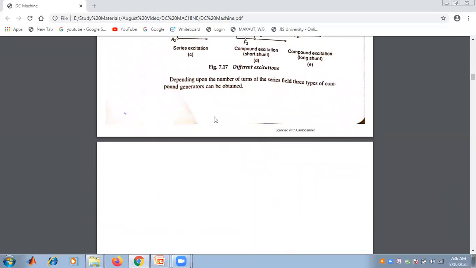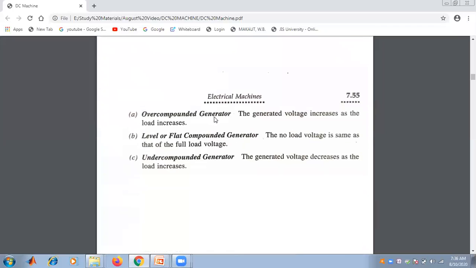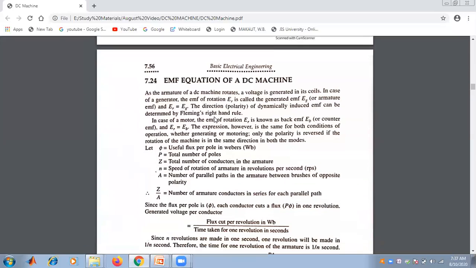Depending upon the number of turns of the series field, three types of compound generators can be obtained. One is called over-compounded generators: the generator voltage increases as the load increases. Level or flat compound generators: the no load voltage is the same as that of the full load voltage. And under-compound generator: the generated voltage decreases as the load increases.